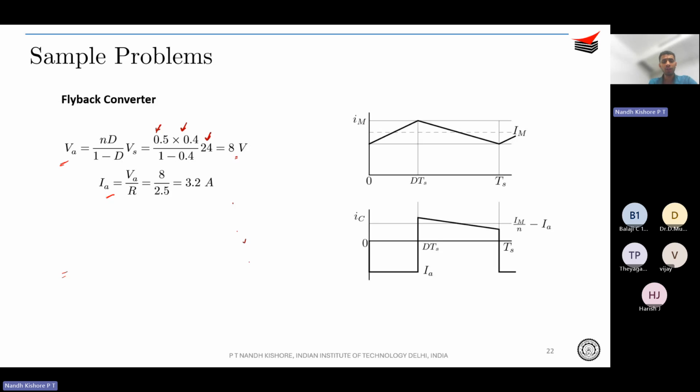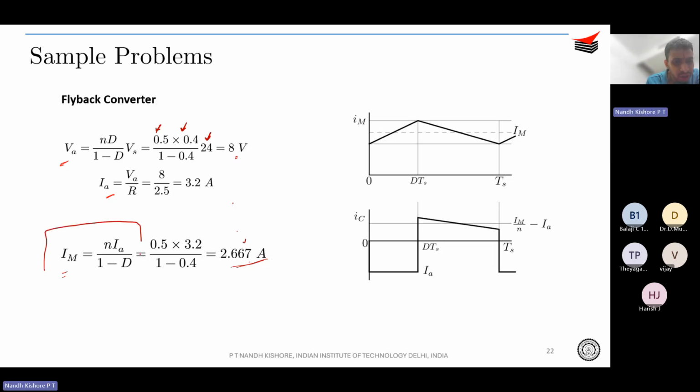That is your IA. Once you know what is your IA, you can get Im or the magnetizing inductor current, that is N times IA by 1 minus D. You end up with 2.667 amperes. You just need to understand how this particular relation is coming, and that is coming from capacitor charge balance. Just equalize the areas in both cases and you get the answer.